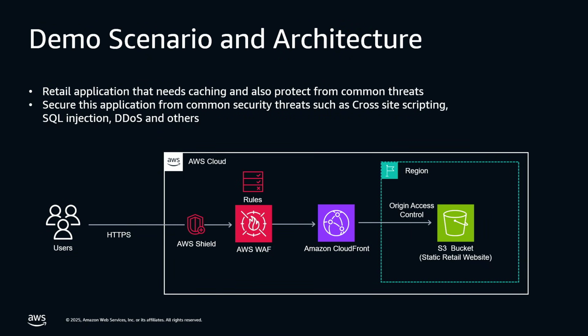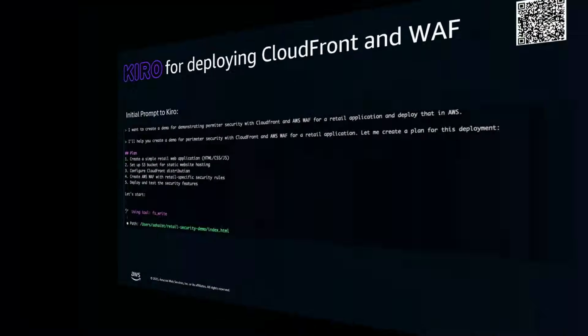We also want to enforce only HTTPS connections to our application. This is internet-facing, so we only want internet users to be able to use encrypted connections. And then we also want to enable origin access control to make sure that the only authenticated requests are coming from CloudFront to the Amazon S3 origin. And then finally, we also want to implement some WAF rules.